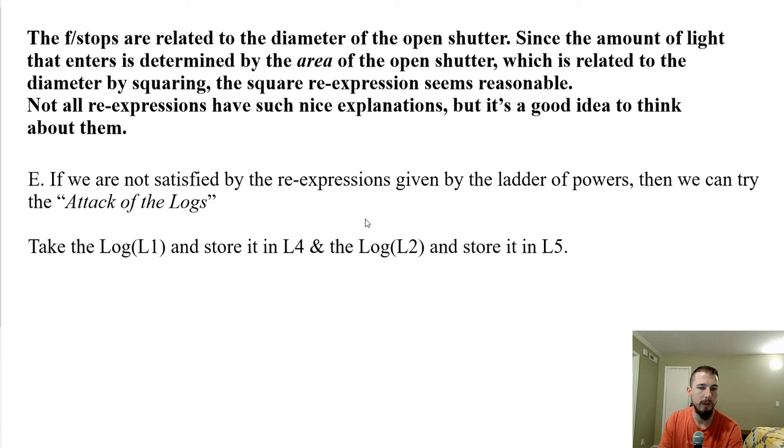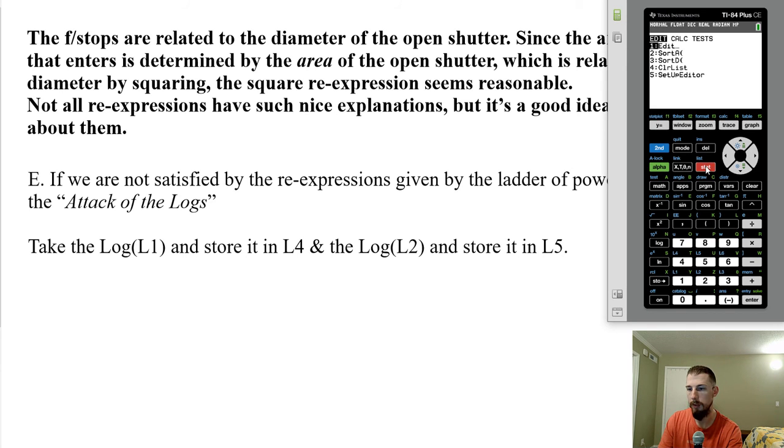If we're not satisfied with a re-expression given by the ladder of powers, we can also try the ladder of logs. So we can take the logarithm of list 1 and store it as list 4, and the logarithm of list 2, which is our y list, and store it as list 5. So let's do that real quick. I've actually already done it, but I'll show you how to do it.